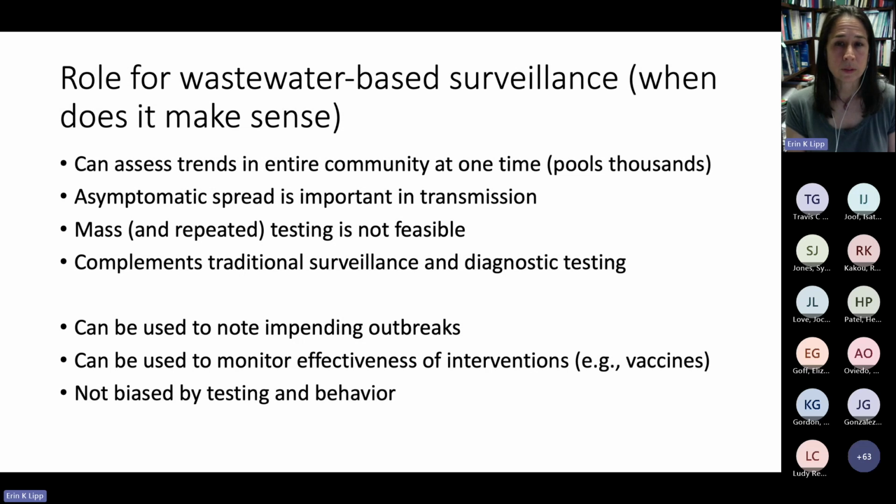As we get more into discovery and using new pathogens, it can be used to note impending outbreaks, impending surges in the case of SARS-CoV-2, or something new that we may not have captured in clinical data yet. It can be used to monitor the effectiveness of interventions. So this is like the case of polio, where you do have a vaccine that should stop transmission. It can be really helpful to see if you're getting a handle on that. And I think one of the really important things about wastewater-based surveillance is it's not biased by individuals' behavior. They do not have to go seek a test. They do not have to go somewhere. They're contributing to the sample by living and working in their homes and offices.